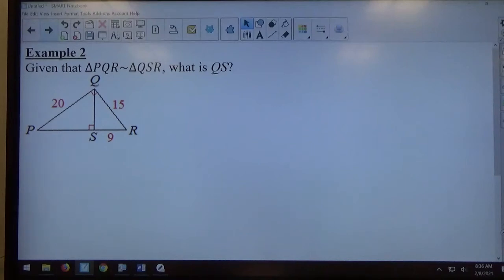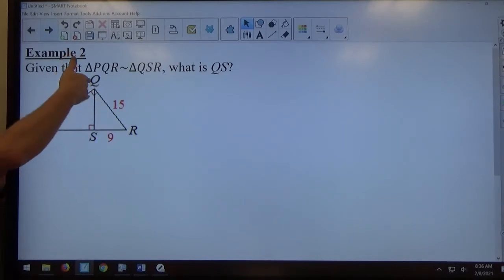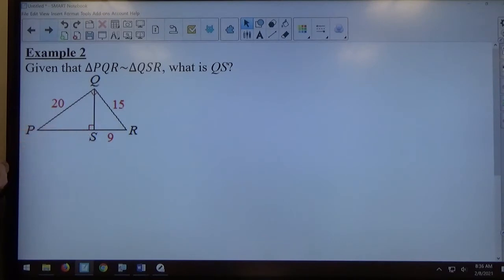So example 2 takes us to a picture involving what we just saw in example 1, with a right triangle PQR, right angle at Q, altitude QS drawn to the hypotenuse PR, and that means that this triangle is similar to this triangle, similar to the whole big triangle. And again, it matters what is similar to what.